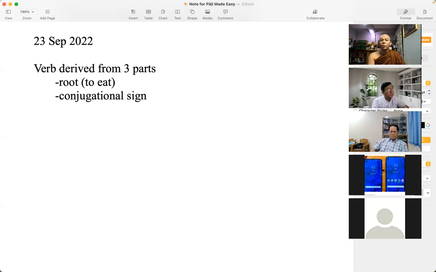So when we change the form based on person, number, tense or mood, at that time we use conjugation. So, conjugation sign. Frankly speaking, the conjugation sign has no special meaning. It is just to classify a root as belonging to the first group, second group, third group, and so on.